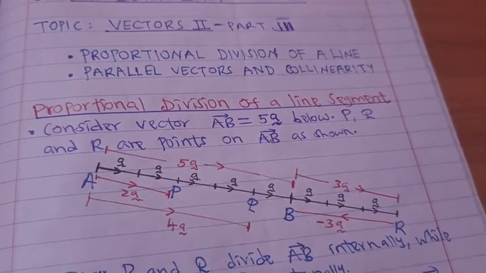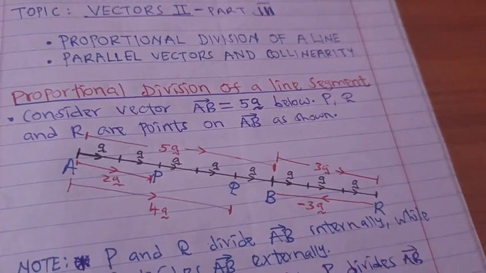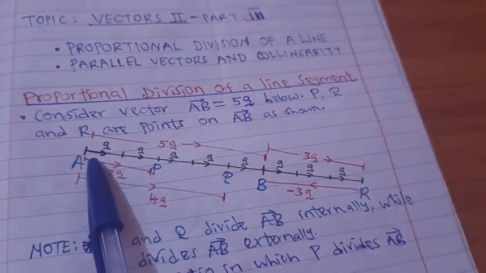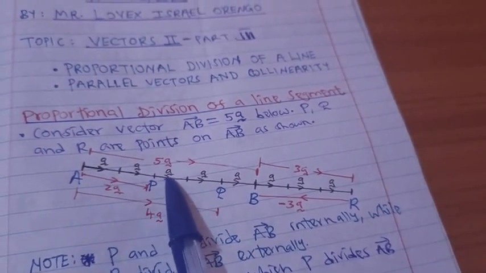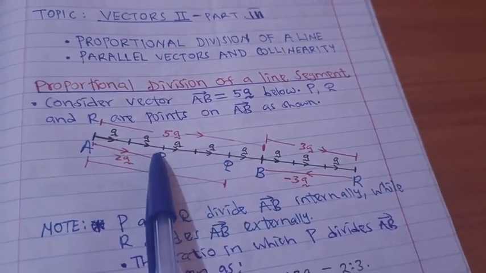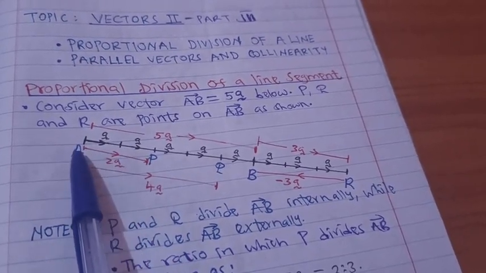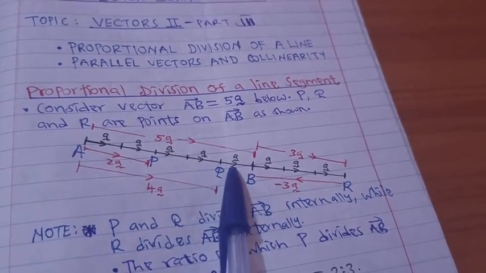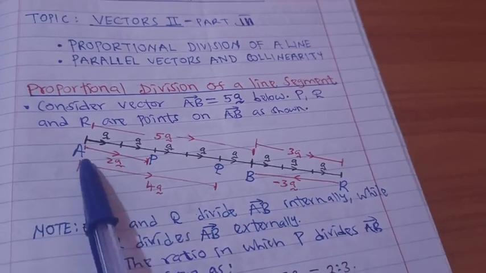Consider vector AB, which is 5 vector a, and P, Q, and R are points on AB as shown. Vector AB is from here up to here. It is having 5 vector a, that's 1, 2, 3, 4, 5. Then we have P here, which is 2 vector a from A, and it is a distance from B. Also we have Q here, which is one portion from B, and R is outside line AB.